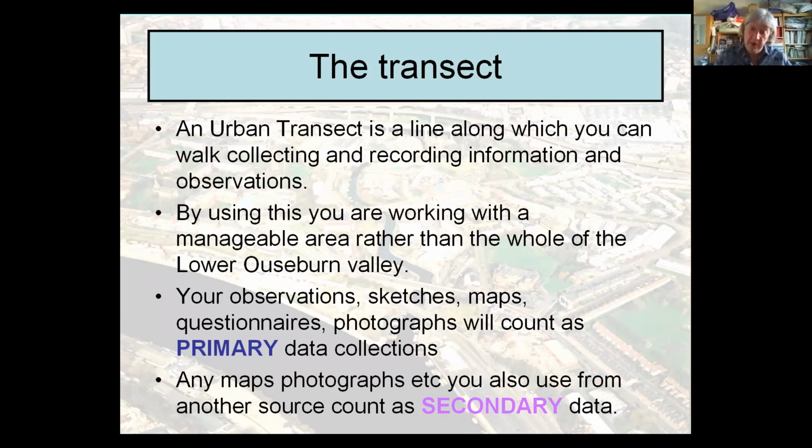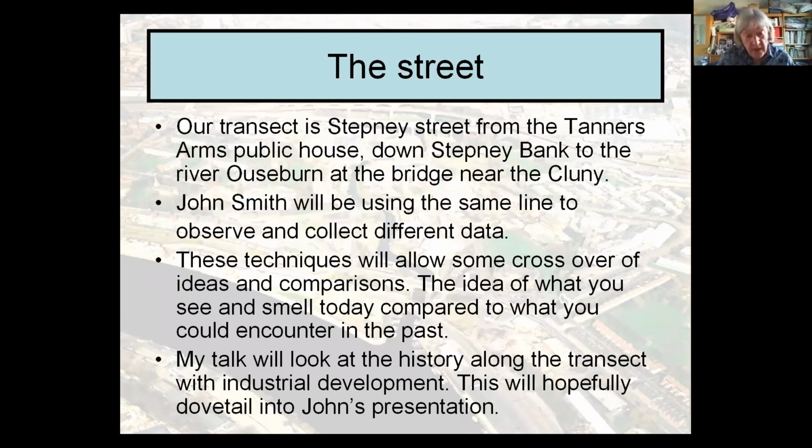Anything you record, any maps that you draw, any photographs you take, any questionnaires you do, is all your primary data. Any maps or photographs that you would get from the library or from a historical association or from any kind of institution would be referred to as secondary data. It's not going to be yours. Primary is going to be very important.